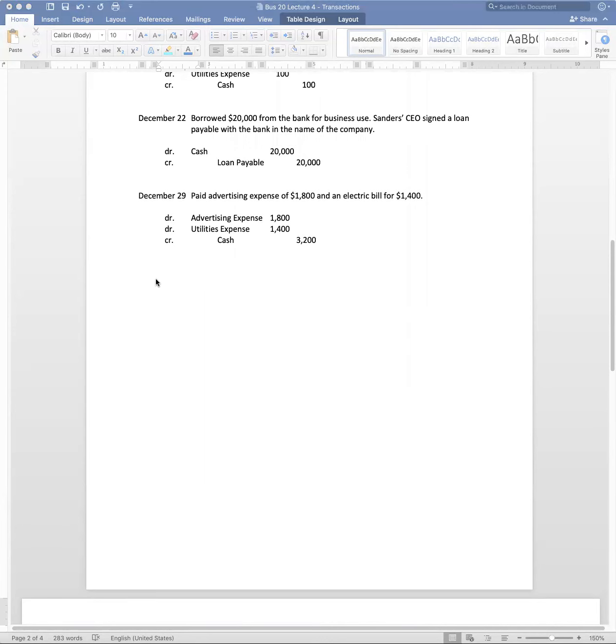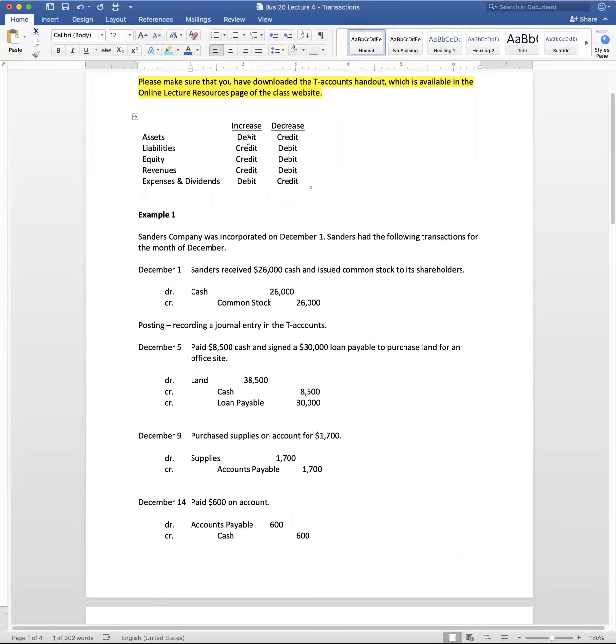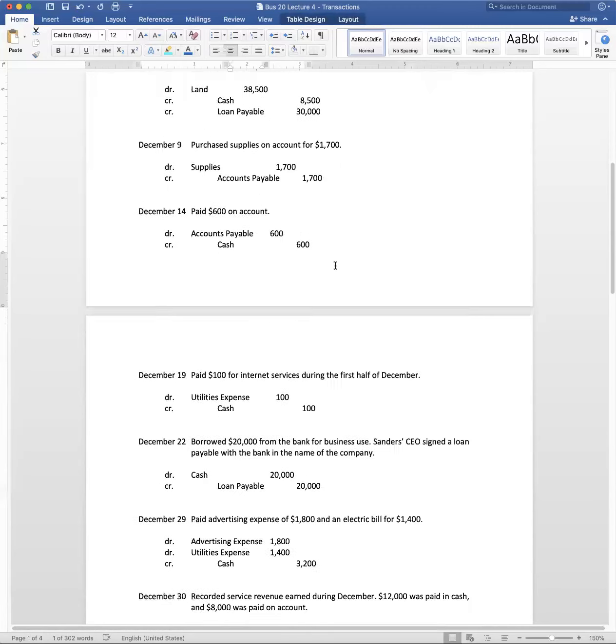All right, let's move to December 30th. On December 30th, they recorded service revenue earned during December. $12,000 was paid in cash and $8,000 was paid on account. Okay, so they're recording all their revenues at once. We know clearly there is service revenue. Okay? Now, $12,000 was paid in cash and $8,000 on account. All right, so if we're paying in cash, cash is an asset and we're receiving it because we're earning the money. Customers are paying us. So we're going to increase cash.